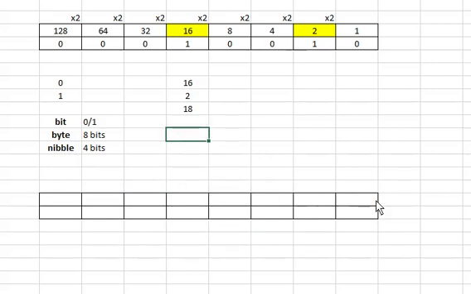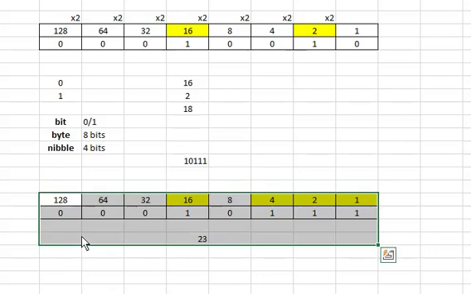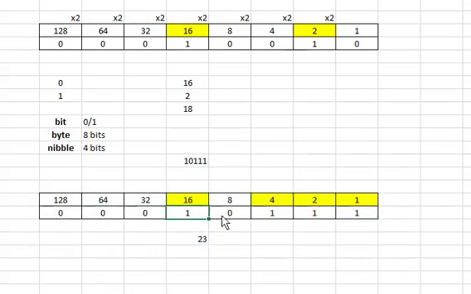So the first one is 0, 1, 0, 1, 1, 1, 1, 1, 0, 1. So there's a 1 there, a 0 there, and a 0 there. Right, so quite simply, you add up those numbers there, and you get the answer of 26. 16 plus 8 is 24, plus 2 is 26. So that's the first one done.